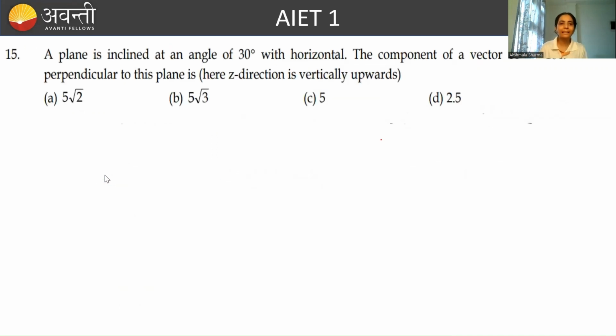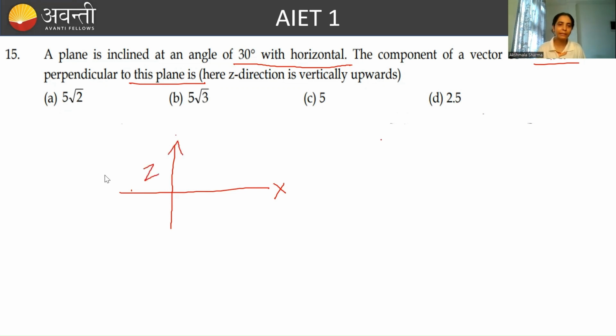Now, this question: a plane is inclined at an angle of 30 degree with the horizontal. The component of vector A perpendicular to this plane is. So we have a plane which is inclined at 30 degree with the horizontal, and there is a vector in the minus k direction. Draw a plane, call it horizontal x-axis, and this vertical call it z. So in the upward direction, unit vector we can take as k cap, and the downward direction we can take unit vector as minus k cap, right?